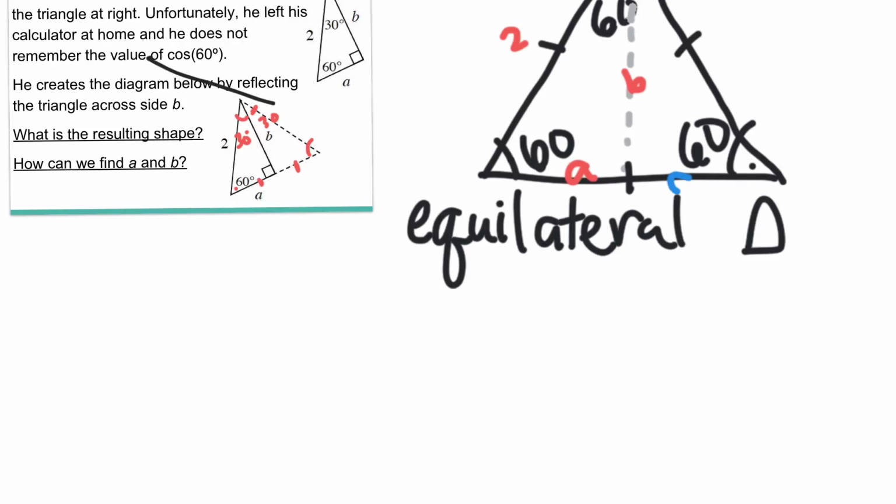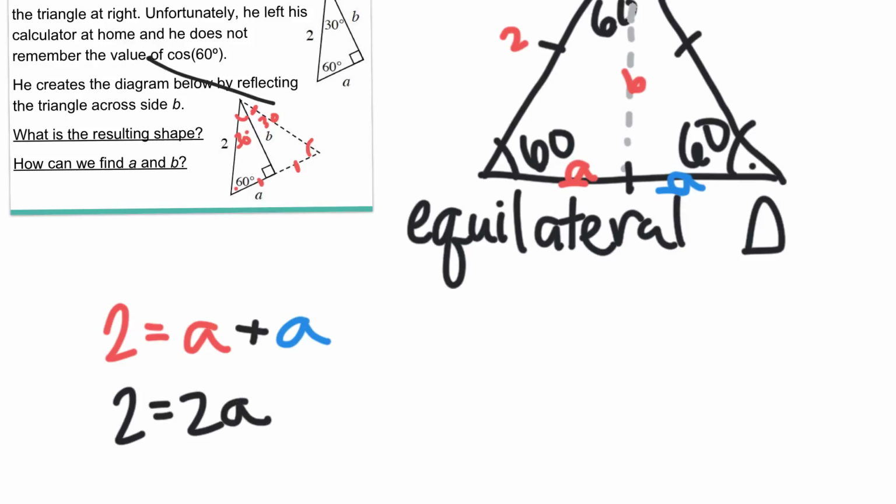Let me get a different color. So, again, if this is the same as this, then 2 is equal to A plus this A. In other words, 2 equals 2A, or A equals 1. Go ahead and pause the video and let's see if you got that far. But we know that this right here is going to be 1. So, if I know that, I'm going to redraw this part again.